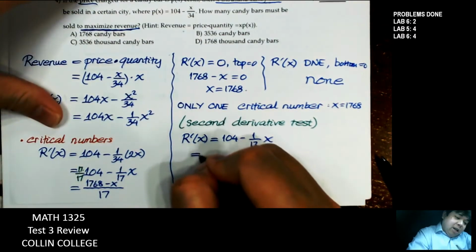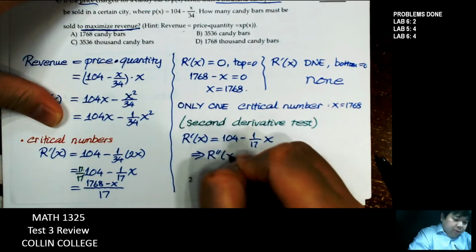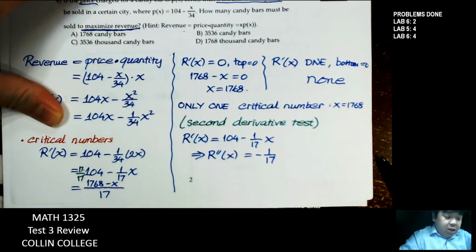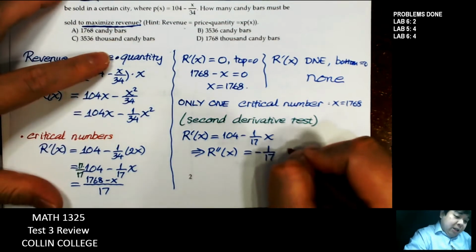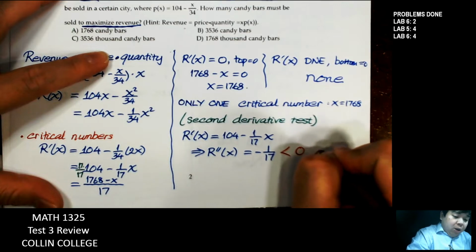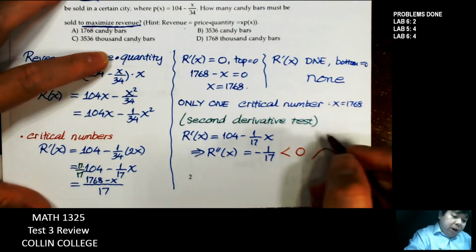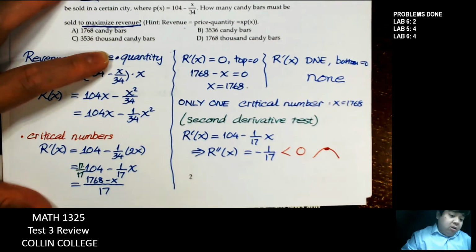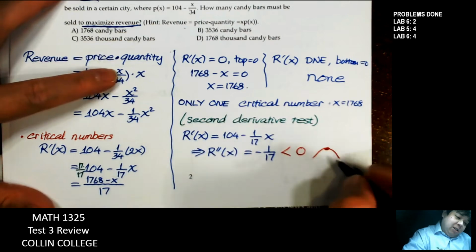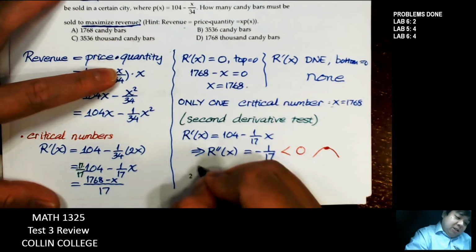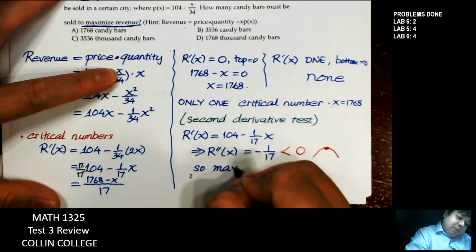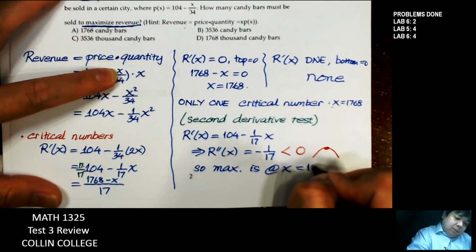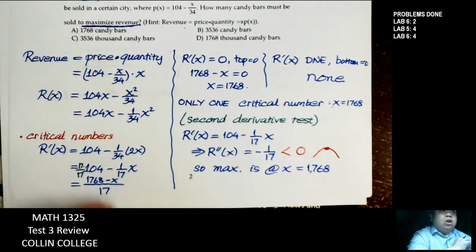So I take the derivative again from here. Second derivative: if the first derivative is 104 minus 1 over 17x, then the second derivative is just negative 1 over 17. Regardless of the values for x, this is going to be negative for sure. If it's negative, meaning it opens down, and opens down, of course, there will be the max. So it confirms that this point is where the maximum is.